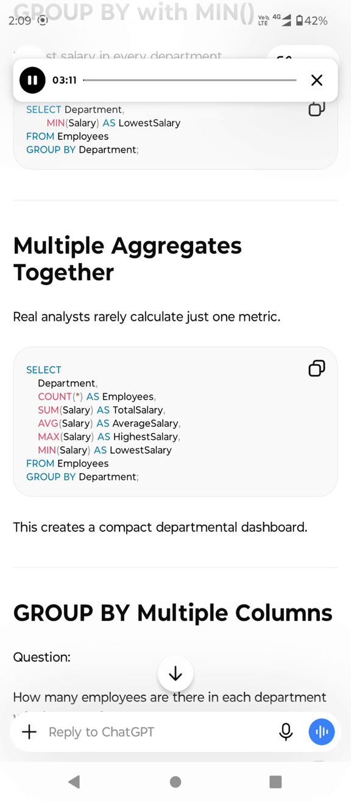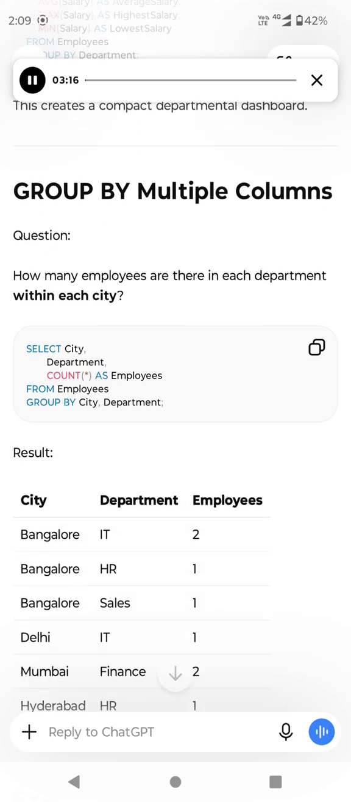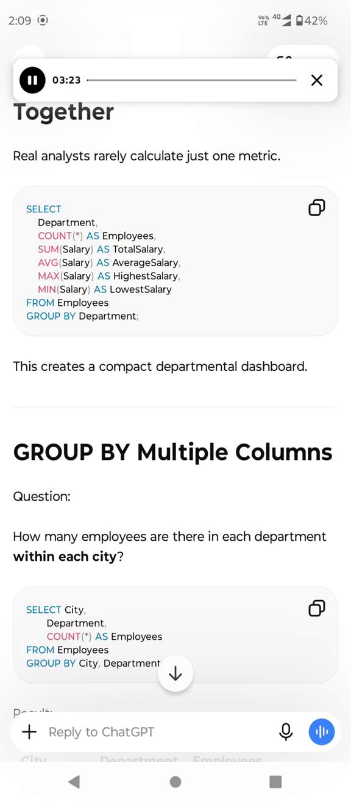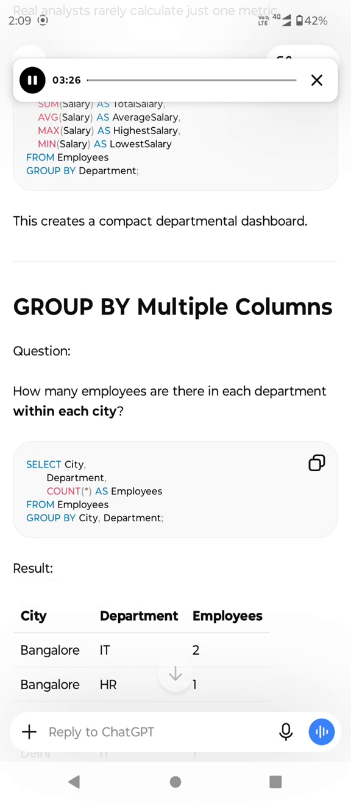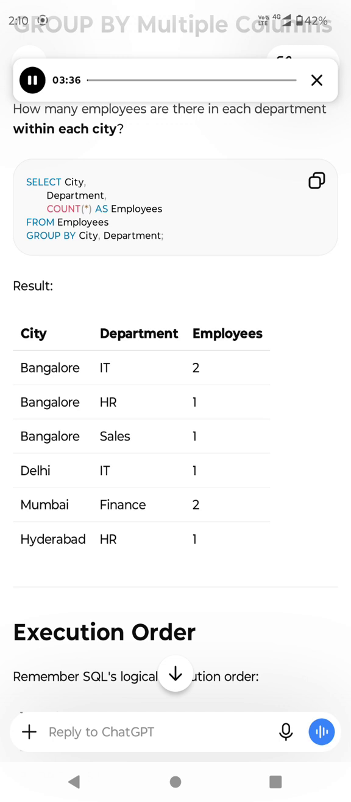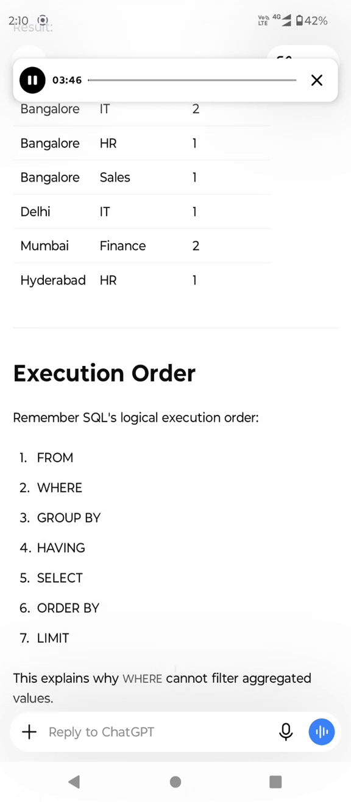Multiple aggregates together. Real analysts rarely calculate just one metric. This creates a compact departmental dashboard. GROUP BY multiple columns. Question: how many employees are there in each department within each city? Result: city, department, employees. Bangalore IT, 2, Bangalore HR, 1, Bangalore Sales, 1, Delhi IT, 1, Mumbai Finance, 2, Hyderabad HR, 1.